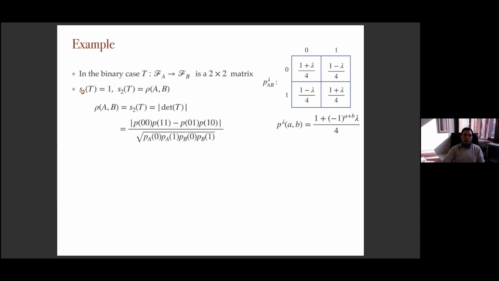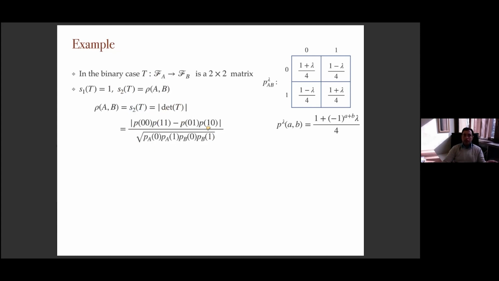The second singular value of T would be 1. And the second singular value of T would be the maximum correlation between A and B. Now, if you think about that, the absolute value of the determinant of T would be the multiplication of the singular values. The first singular value is 1, so the absolute value of the determinant is nothing but the second singular value, or the maximum correlation. So you can just write down the matrix associated with T, and then compute its determinant.